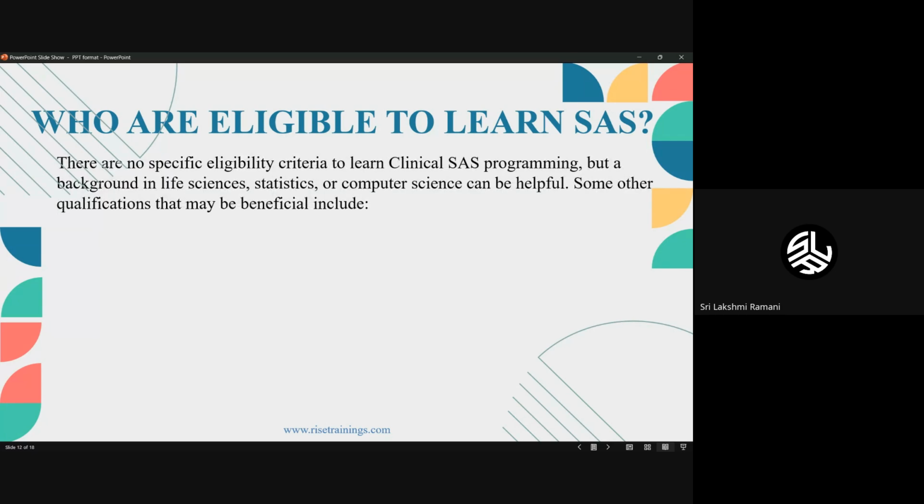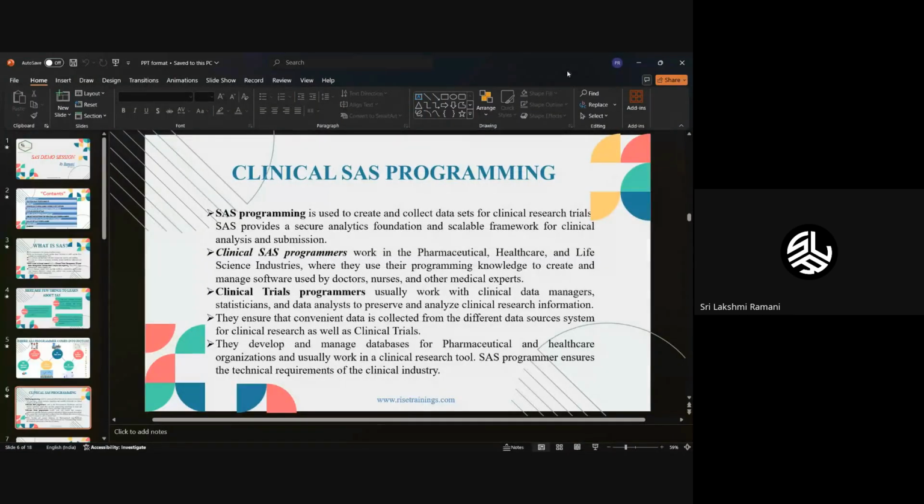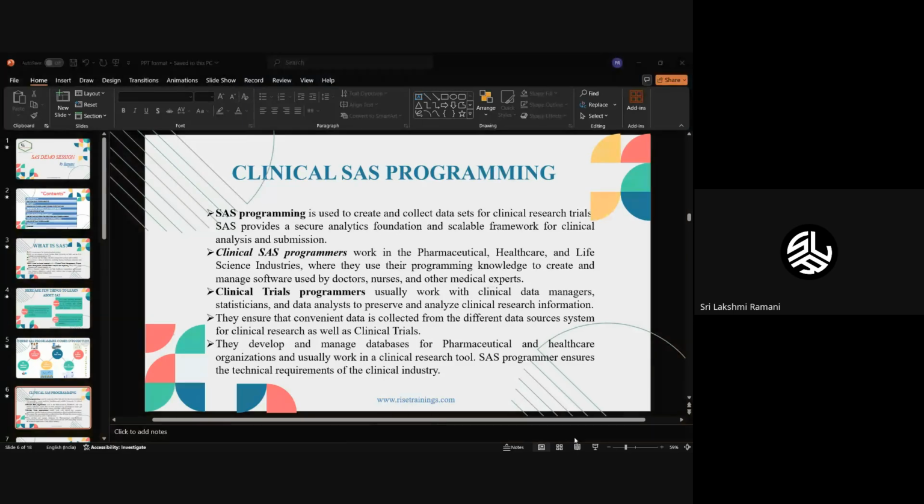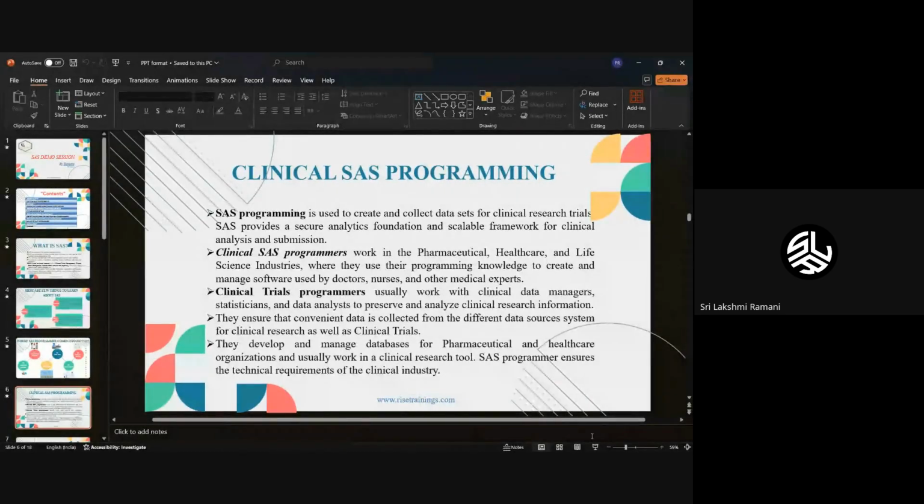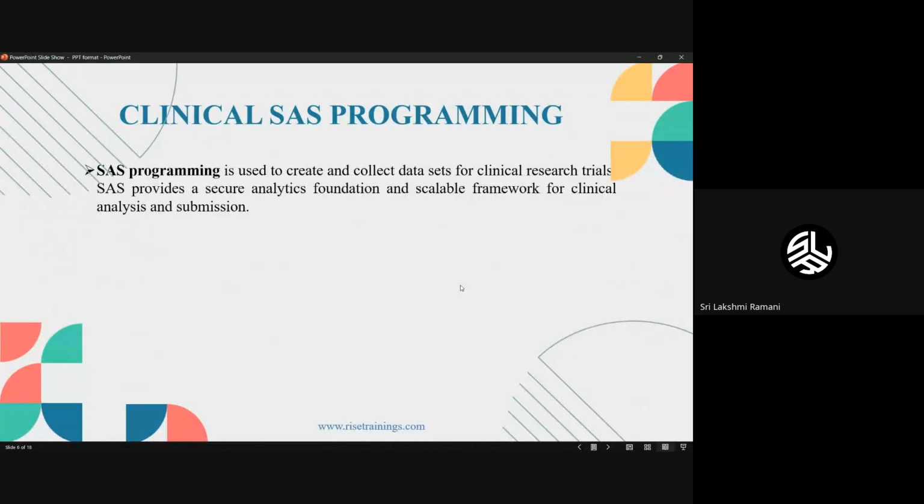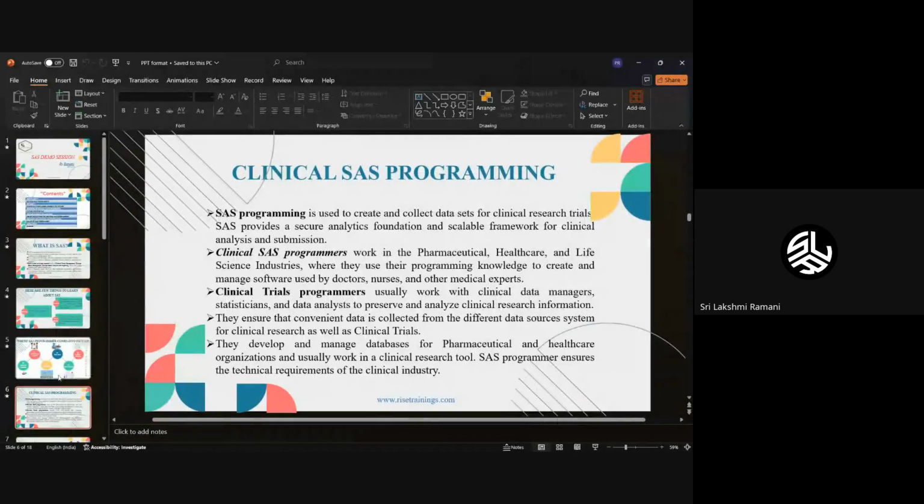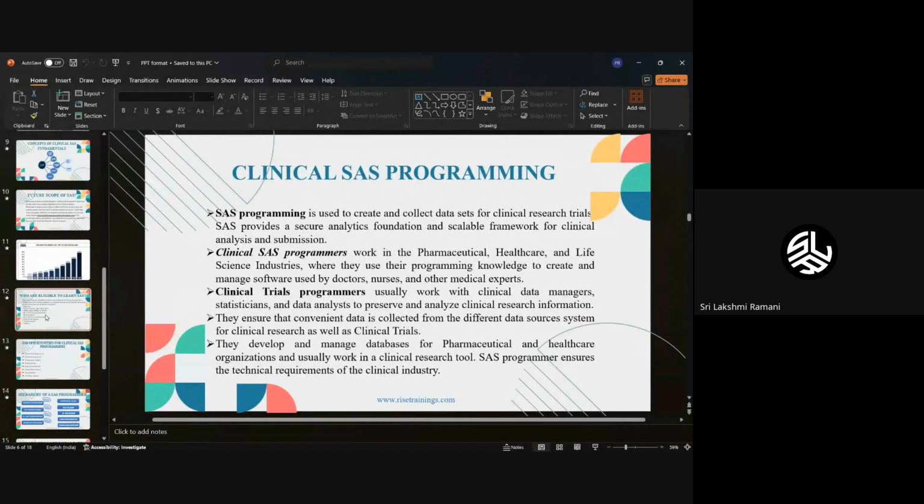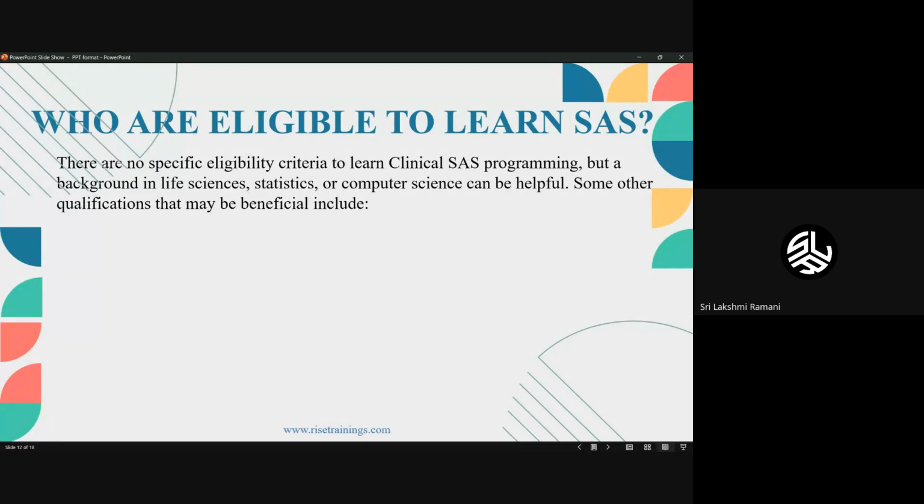Yeah, who is eligible for SAS? There is no specific eligibility criteria to learn SAS. Yeah, we do say that only in the clinical background we are using SAS, only in statistics we are using SAS. Yeah, anyone having doubts? No? Okay, fine. There is no specific eligibility criteria to learn SAS.